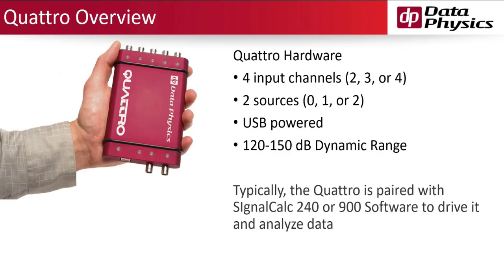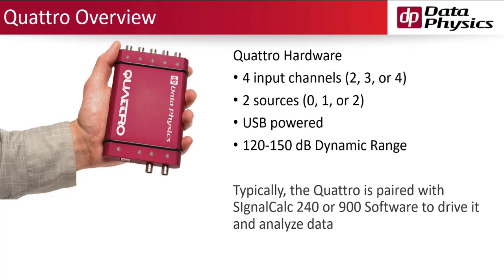As many of you are familiar with, the QUATTRO hardware has up to four inputs, two, three, or four inputs, up to two outputs, and is powered directly from USB, so no external power cables other than the USB that connects to your computer, so it makes it extra portable. And you get about 120 to 150 dB of dynamic range. The sample rates, I didn't have it on here, but the QUATTRO supports up to 204 kilohertz in sampling.